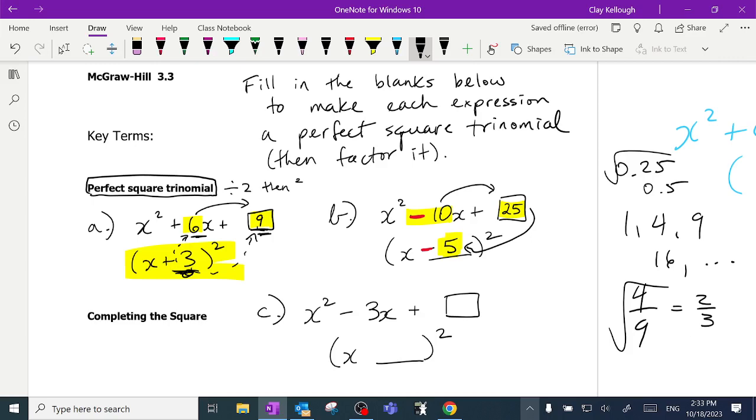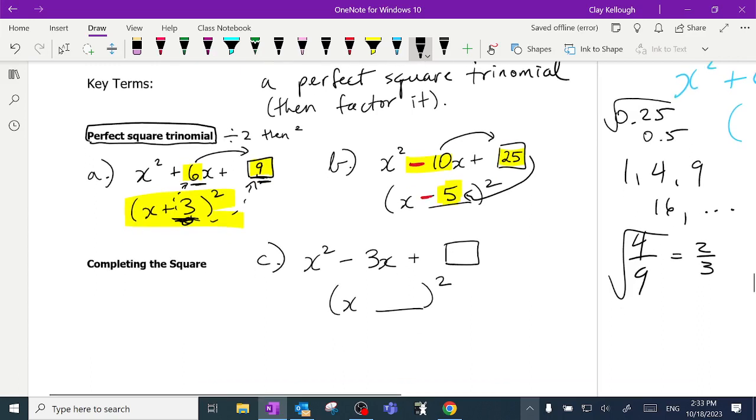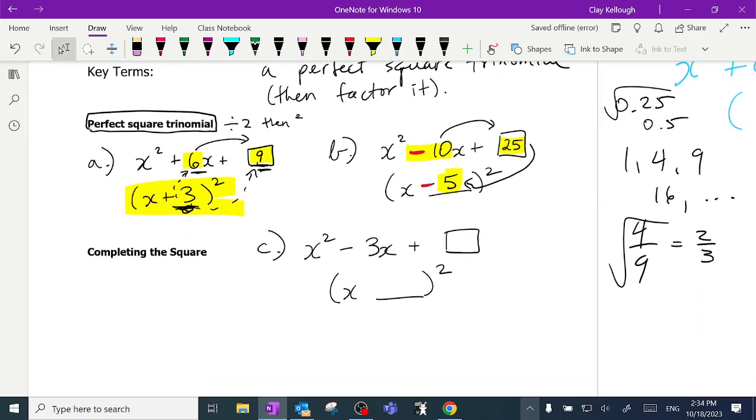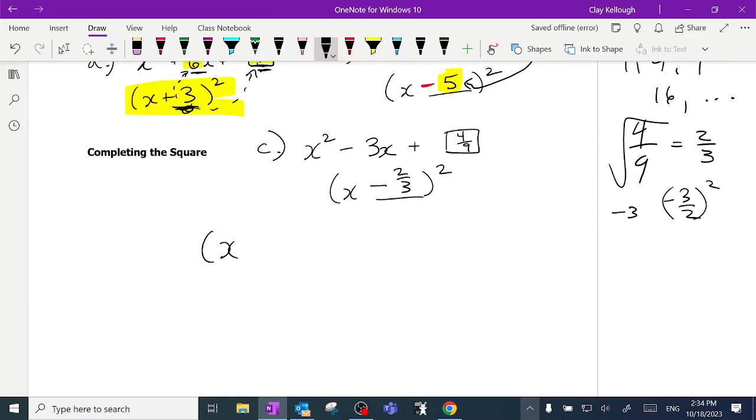So if I take negative 3, I take half of it, and I square it, what do I get? Negative 3 halved, and then square it. I would get 9/4. So the perfect square trinomial that I would get from here is x minus 3/2 squared. If you're not sure if that's right, you could always multiply it out. Let's square that.